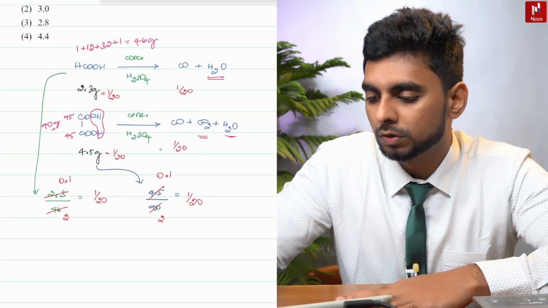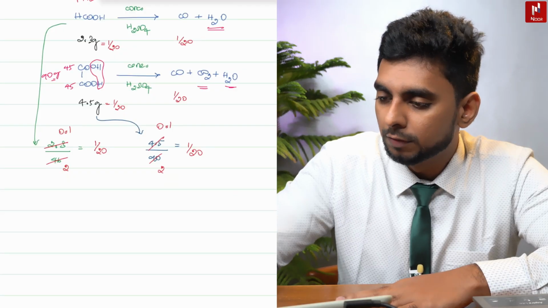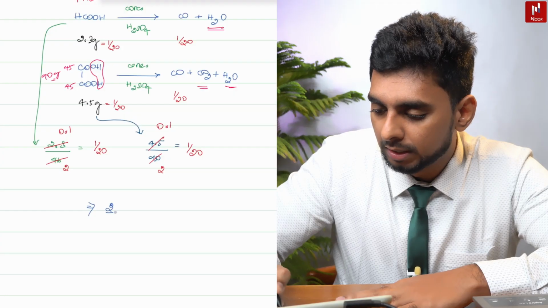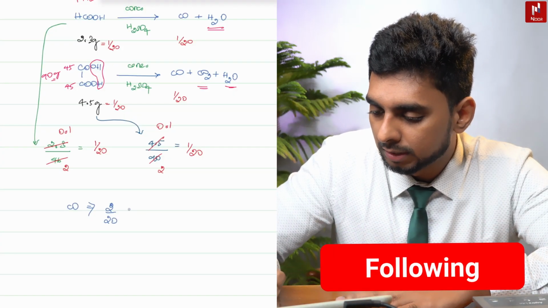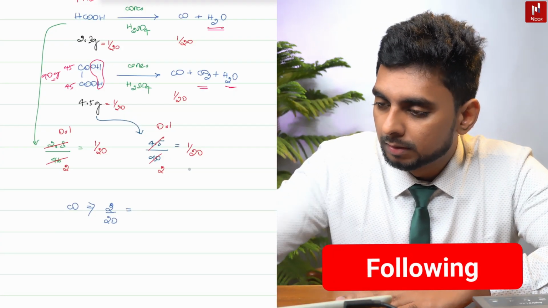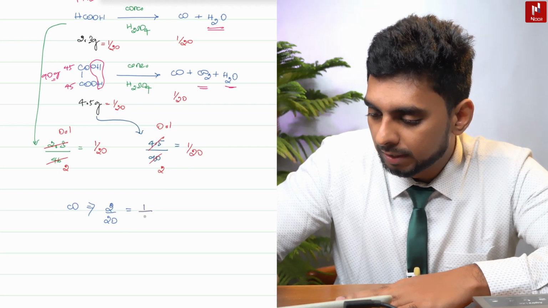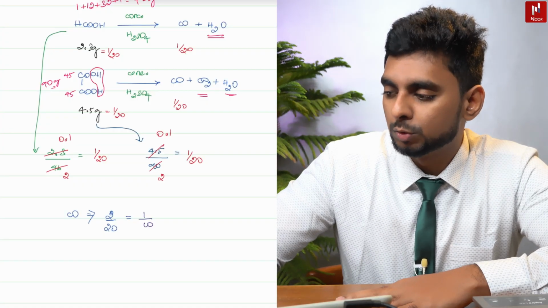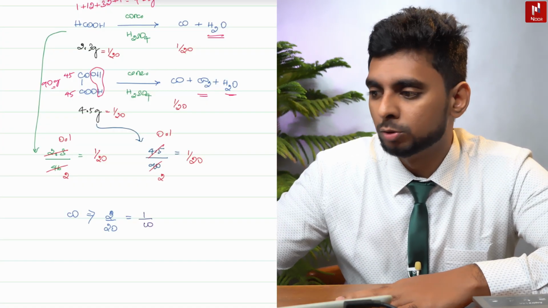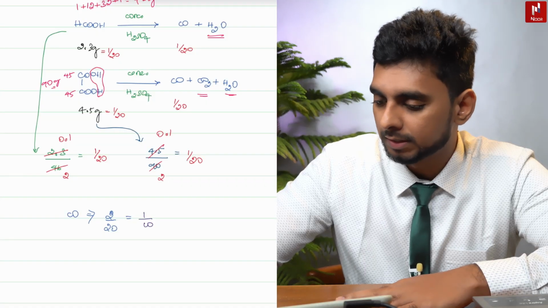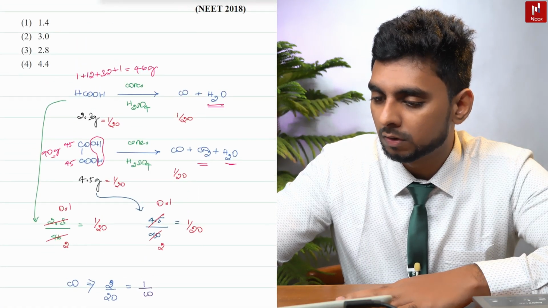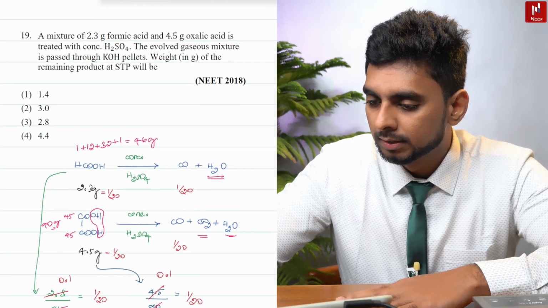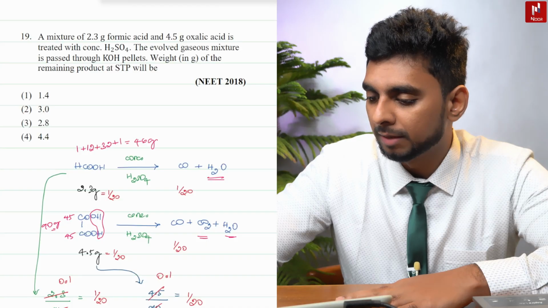And same way, if you look at the product, you will have 1 by 20 moles of carbon monoxide formed. So together 1 by 20 plus 1 by 20 will give you 2 by 20 of carbon monoxide, which has to be equal to 1 divided by 10 moles, isn't it? So that was the remaining product which was left because carbon dioxide and then the water got absorbed because of KOH pellet. Got it? So I have got 1 by 10 moles of carbon monoxide. Now I'm just ready to do the solving to get the weight of the remaining product.